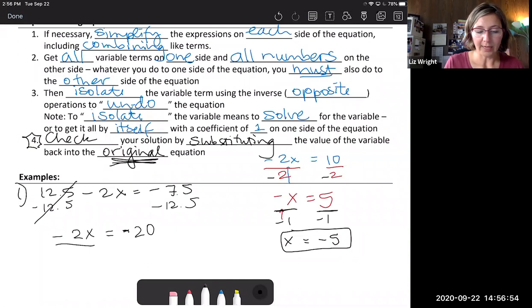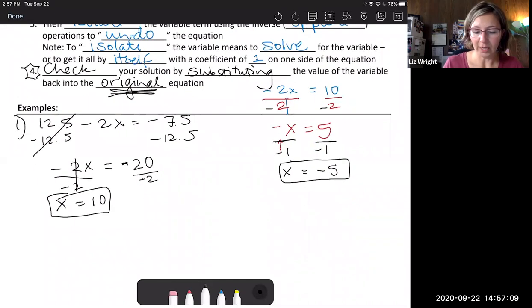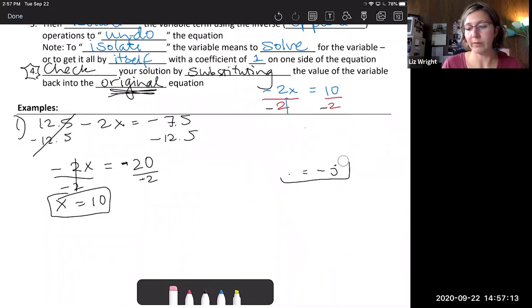And now we are dividing both sides by a negative 2, and then we are going to get x equals negative over a negative is going to give us a positive, and we're going to get a positive 10. And that's our answer. So then for our check that I want you to do, create some space over here for my check.